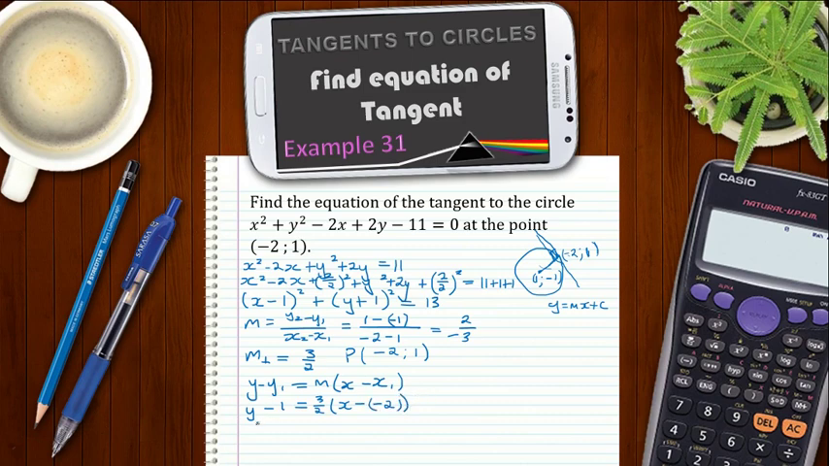Okay, and let's simplify. So y minus 1 equals, so this 3 over 2 goes inside, 3 over 2x. This becomes plus 2. And if I multiply the 3 over 2 with the 2, the 2's will cancel, so I'm left with plus 3. And then finally, we can just take the 1 over, and we'll end up with y equals 3 over 2x plus 4, because if I add 1 on this side, I get plus 4. And there we have it. This is then the tangent to this circle at that point.